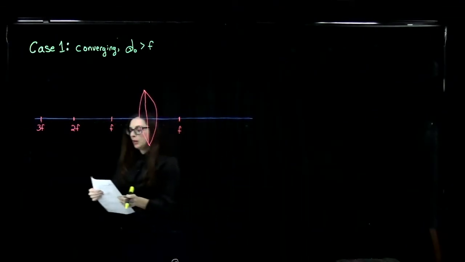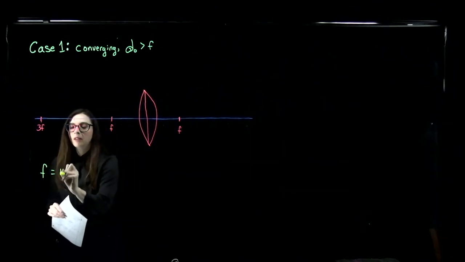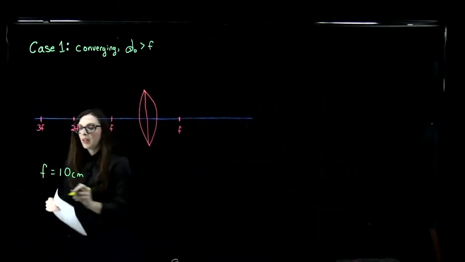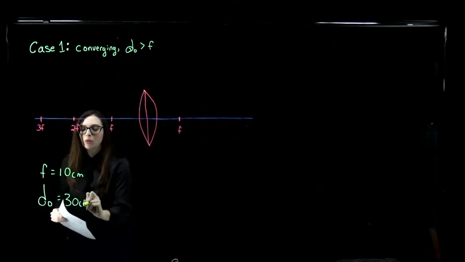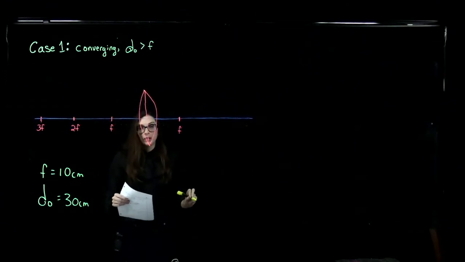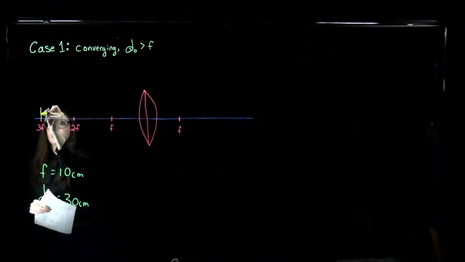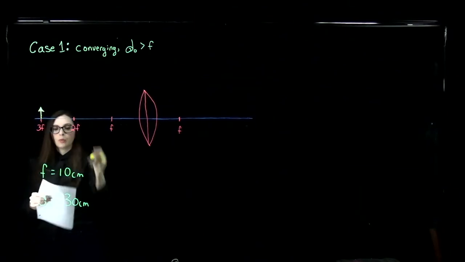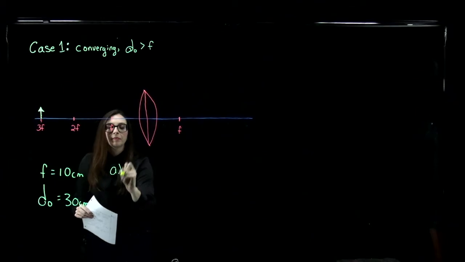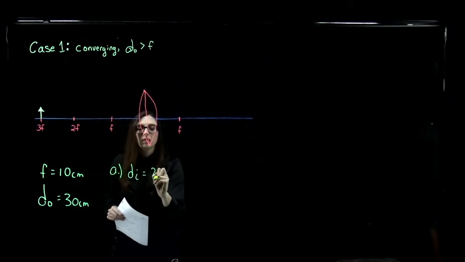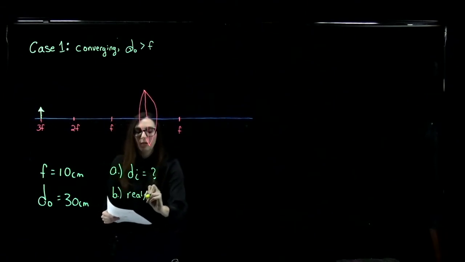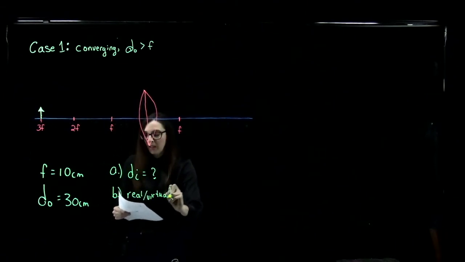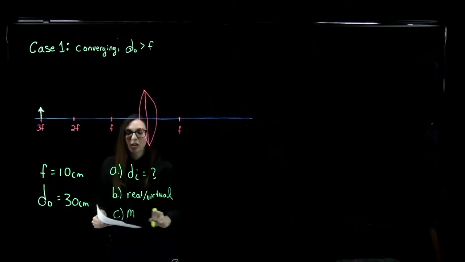For this problem, we're going to have a focal length of 10 centimeters for our lens, and our object is going to be sitting a distance of 30 centimeters to the left of our lens. So my object, I'm going to draw over here as a little arrow, okay? And we have to figure out the distance that the image is from the lens. We have to determine whether this is real or virtual. And then we've got to figure out what is the magnification of our lens.